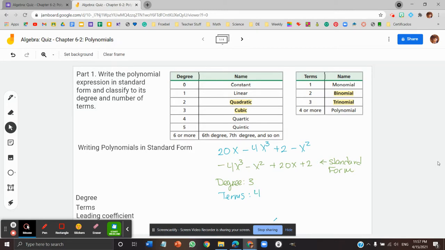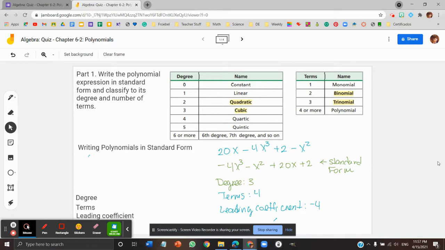Which one is going to be my leading coefficient? Again, the coefficient is the number that is being multiplied by the variable, and the leading coefficient is the first coefficient in the standard form. So in this case, I have negative 4.